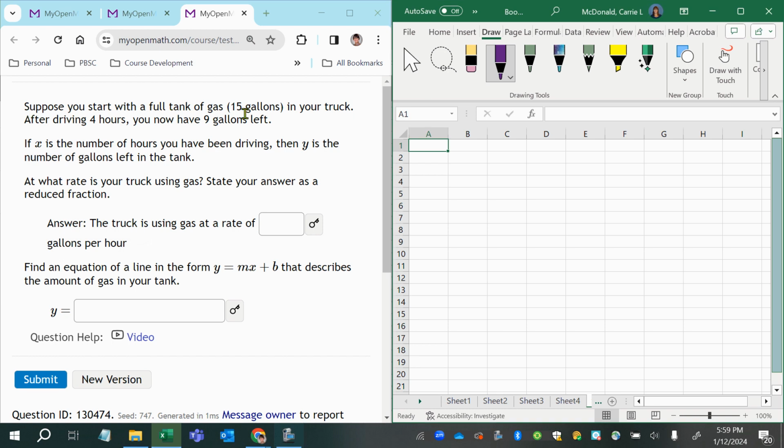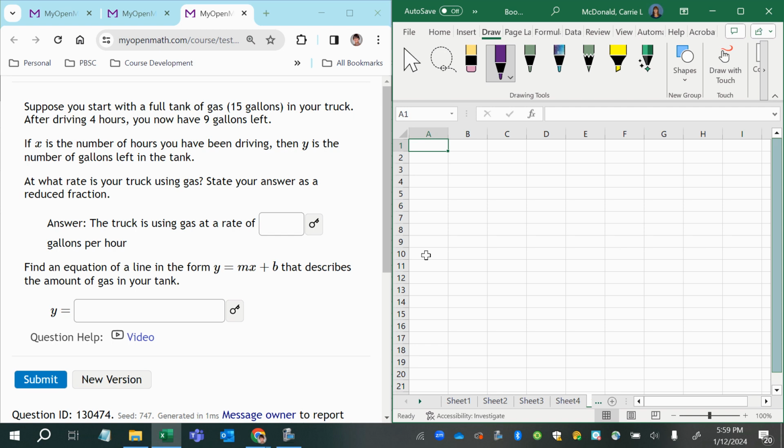Suppose you start with a full tank of gas, 15 gallons, in your truck. After driving 4 hours, you now have 9 gallons left. If X is the number of hours you've been driving, then Y is the number of gallons left in the tank. At what rate is your truck using gas? State your answer as a reduced fraction.